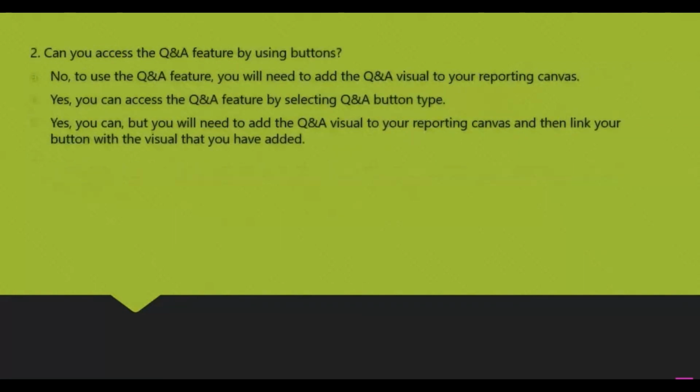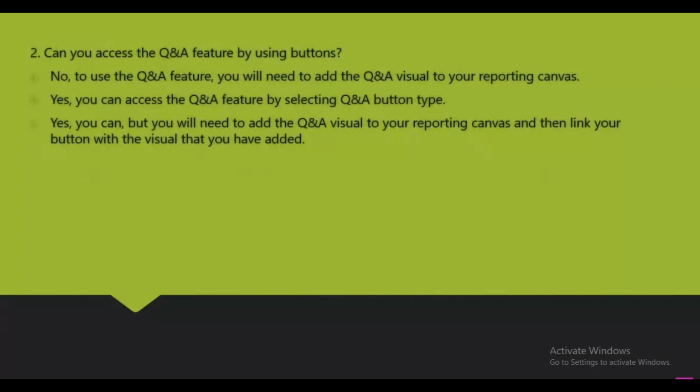Great. Second question: can you access the Q&A feature by using buttons? The first option is no. To use the Q&A feature, you will need to add the Q&A visual to your reporting canvas. No. Yes, you can use the Q&A feature by selecting the Q&A button type. Absolutely yes. Yes, you can, but you will need to add the Q&A visual to your reporting canvas and then link your button with the visual. No, it's nothing required like this. So it's a straightforward answer: B.